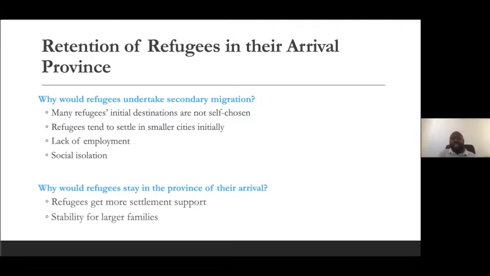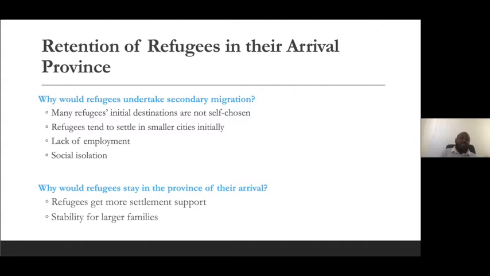But there are also other reasons to expect and to explain why refugees may be more likely to stay in the province where they arrive. One of the key reasons is that they receive tremendous support in their places of arrival.